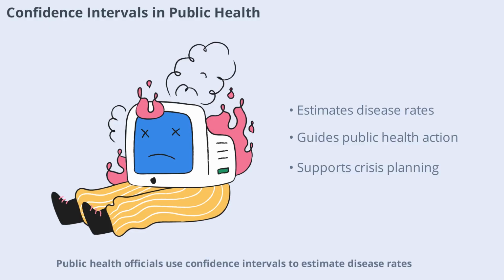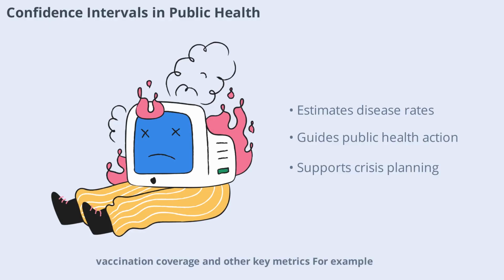Public health officials use confidence intervals to estimate disease rates, vaccination coverage, and other key metrics. For example, an estimate of flu cases might be reported with a confidence interval, helping guide public health responses. This supports better planning and resource allocation during health crises.